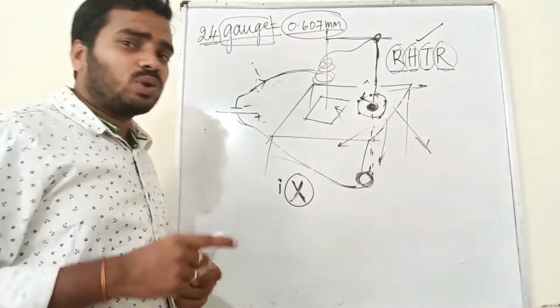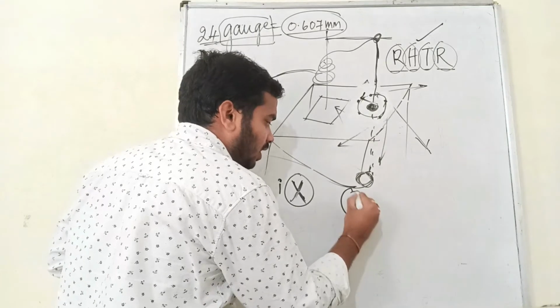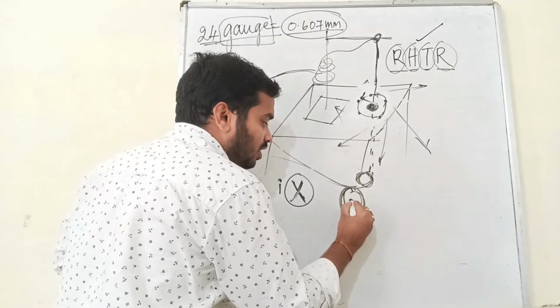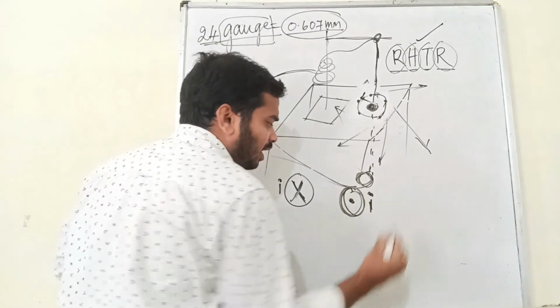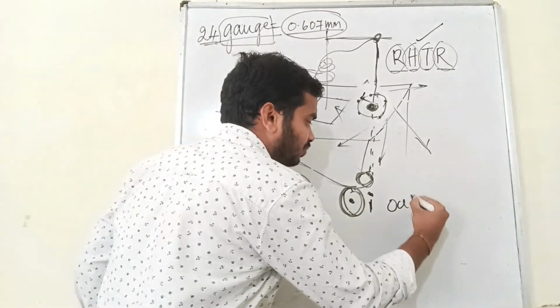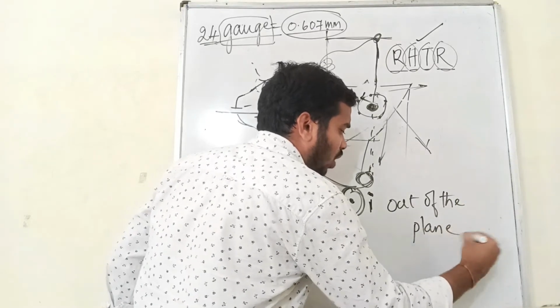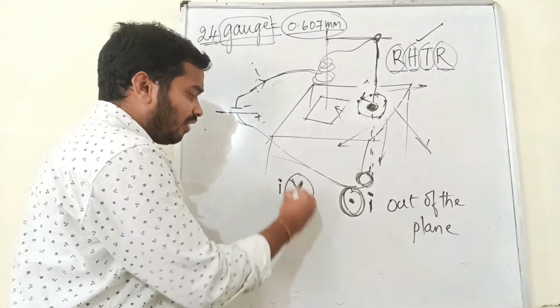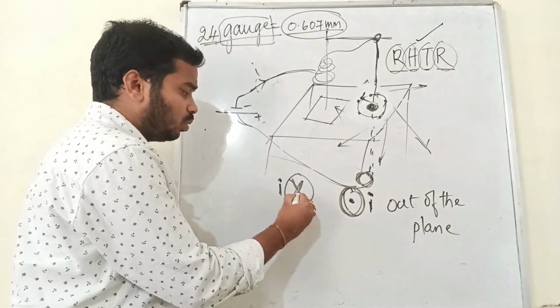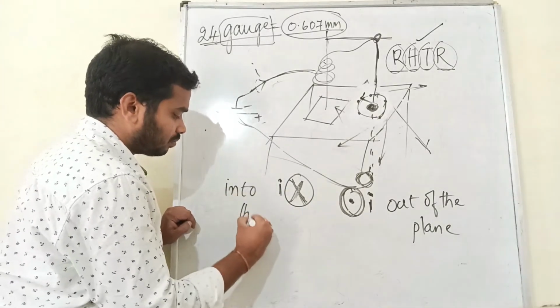Then there is one notation which you have to remember. That notation is just a dot in the circle. Just write I beside this dot in the circle, then it indicates out of the plane. The current direction is out of the plane, and here you have indicated I beside the cross mark, it indicates into the plane.